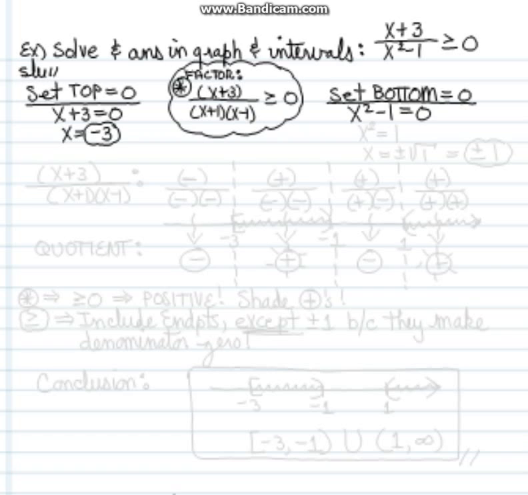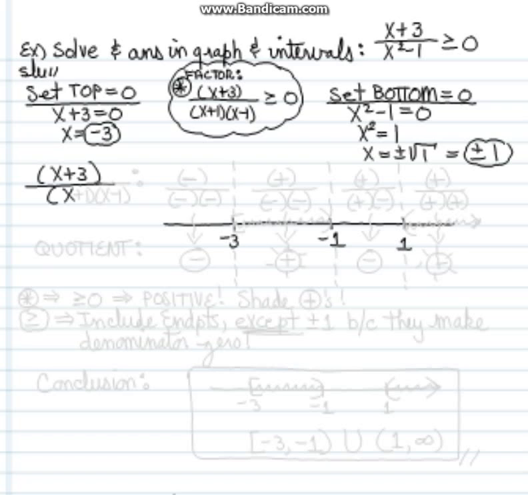Now set the bottom equal to 0. x squared minus 1 equals 0, so x squared is equal to a positive 1, and x is equal to plus or minus the square root of 1, which is plus or minus 1. So we've got 3 critical numbers. We're going to take a number line, that's an x-axis, and partition it using negative 3, then negative 1, then 1. We're putting them in order of magnitude.